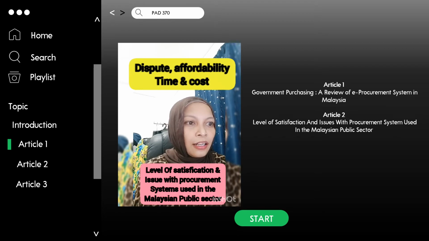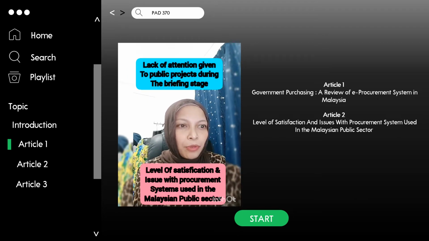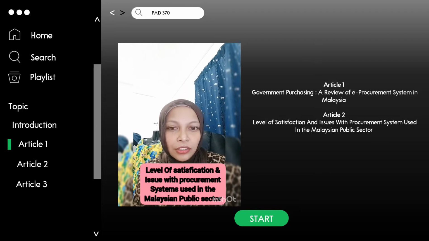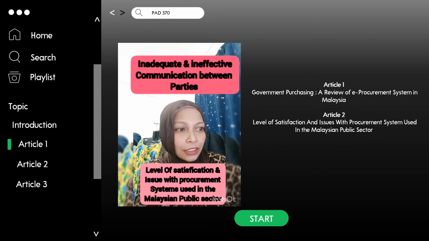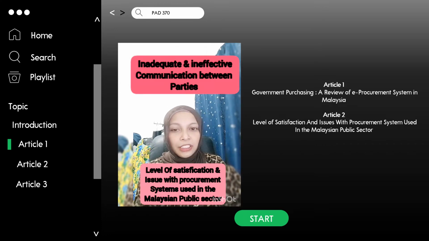However, the study acknowledged the lack of attention given to public projects during the brief stage. Also included is the lack of preparation for the design and quantity bills before the selection of a proven contractor. Other issues include inadequate and ineffective communication between parties, which can lead to a lack of information flow.